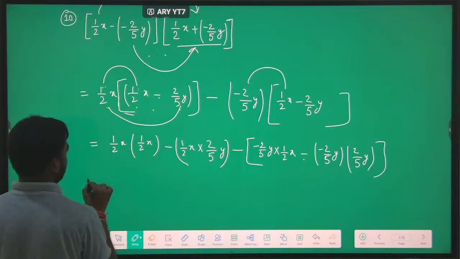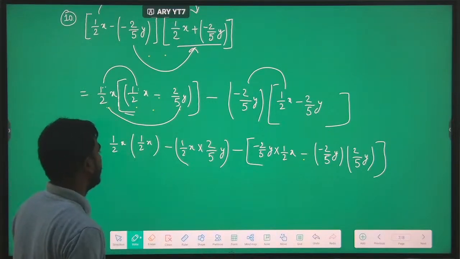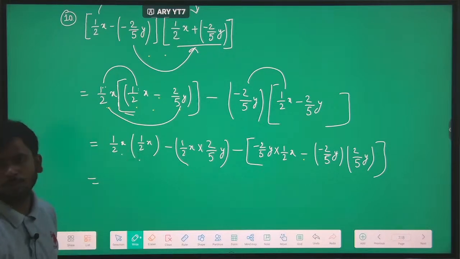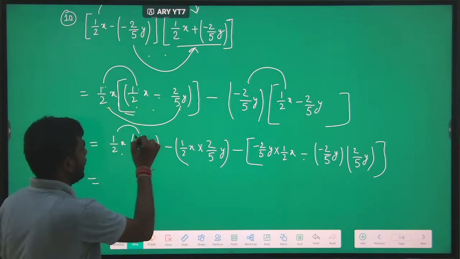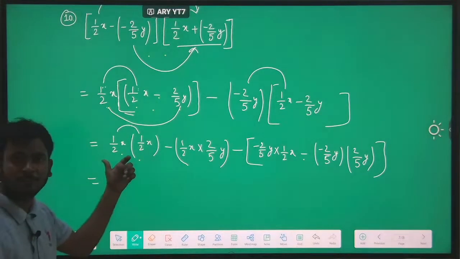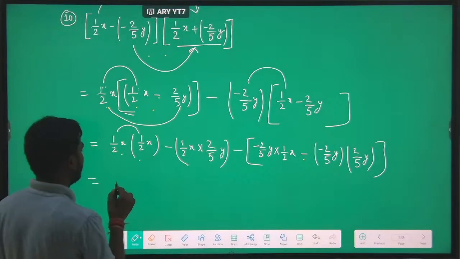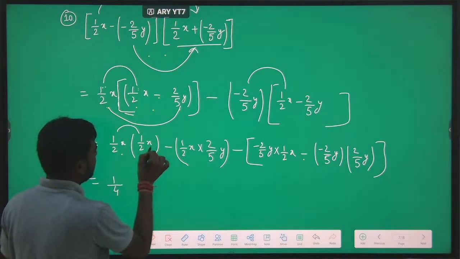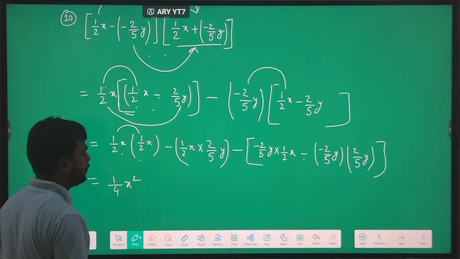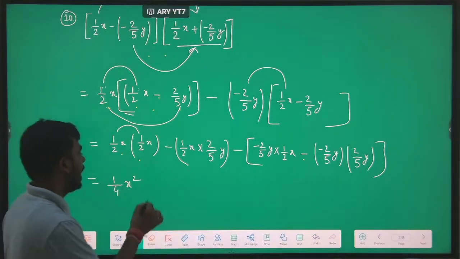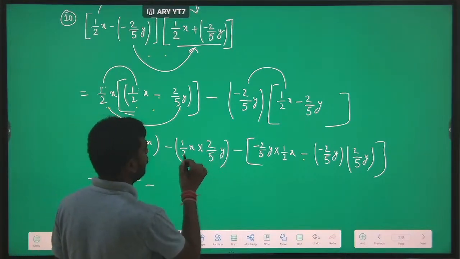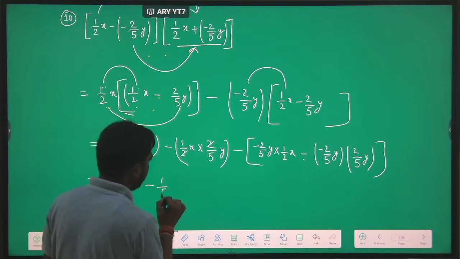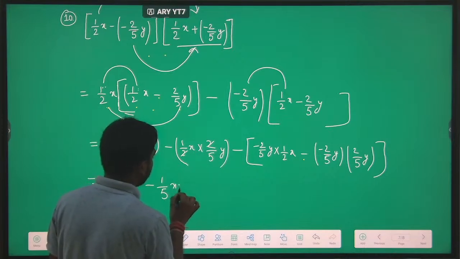Now, this 1 by 2x into 1 by 2x, that is monomial into monomial. So 1 by 2 will be multiplied with 1 by 2. Coefficient will be multiplied with coefficient. So this 1 by 2 into 1 by 2 is what? 1 into 1 is 1, 2 into 2 is 4, 1 by 4. x into x is x square. Base same, power will be added. Minus 1 by 2 into 2 by 5. This 2 will be cancelled. So we will get 1 upon 5 x into y, that is xy.